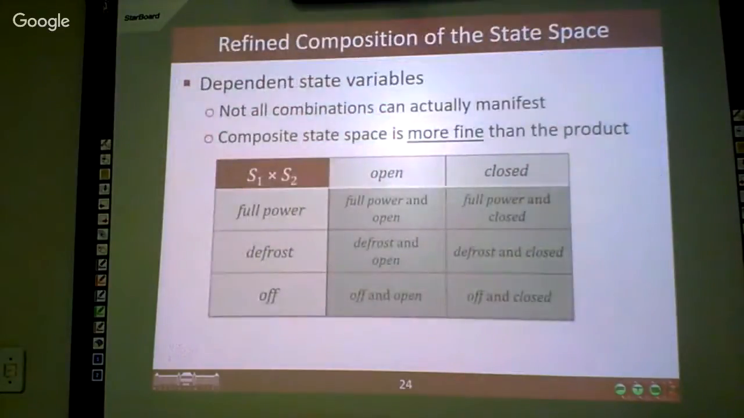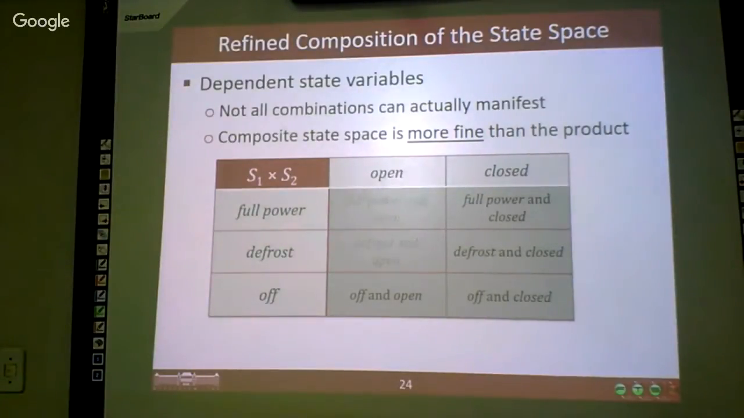And when we compose systems, subsystems together, sometimes they are dependent on each other. So these state variables depend on each other, and not all combinations can actually appear. And this means that the composite state space can be more fine than the product.